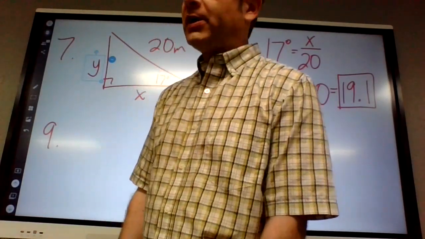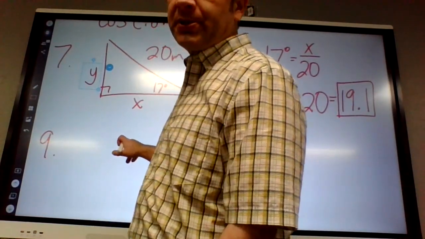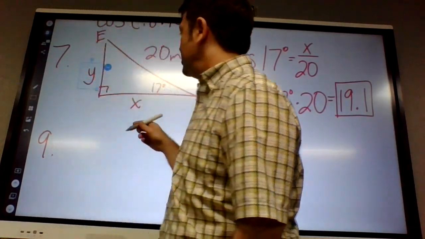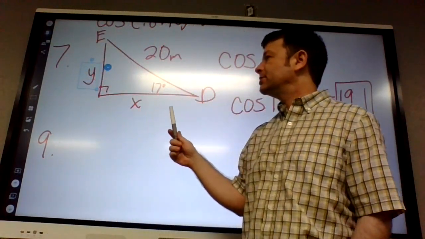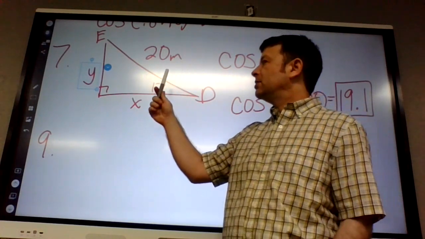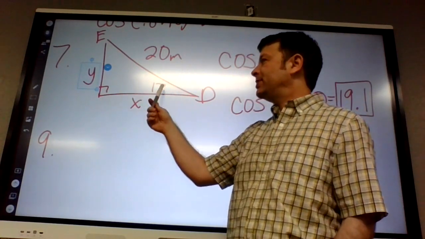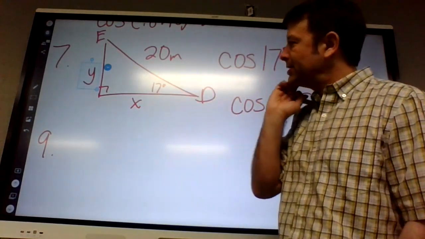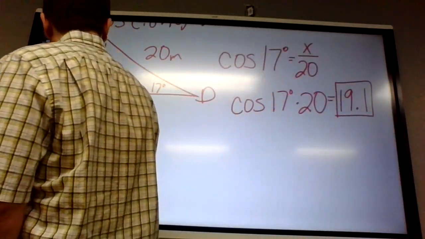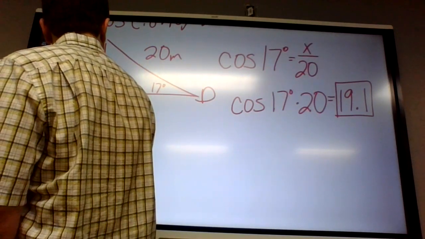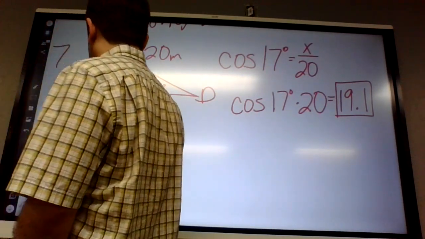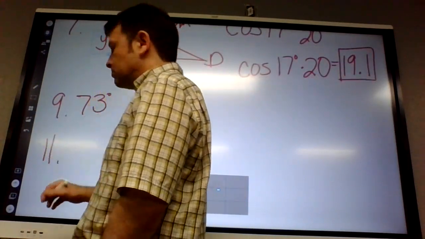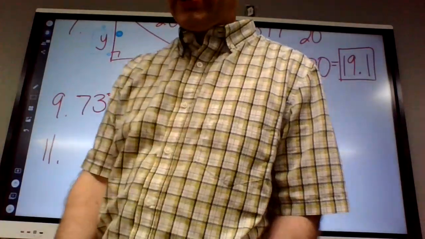Number 9 is find angle E. So it's on the same picture. This is angle D, this is angle E. What's the quickest way to find angle E? 180 minus 90 is 90. Just do 90 minus this acute angle to find that acute angle. 90 minus 17. Did you guys get that one right on the test yesterday? Did I ask you guys that yesterday, didn't I? The one that asked about the angle in the triangle.